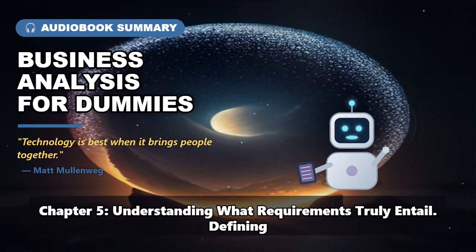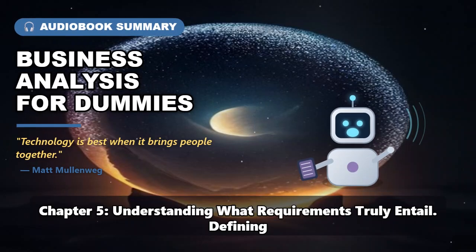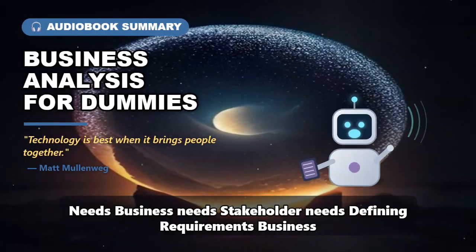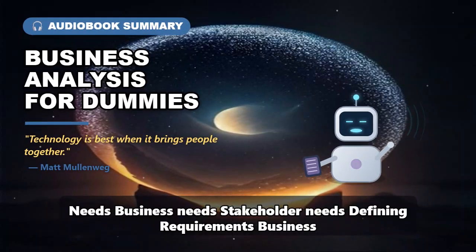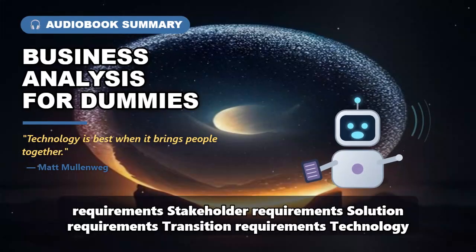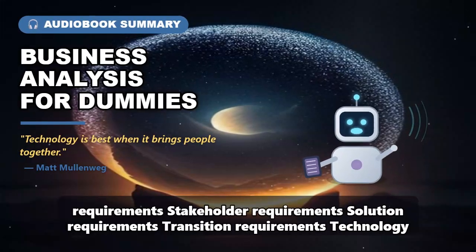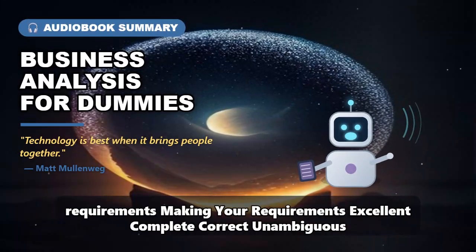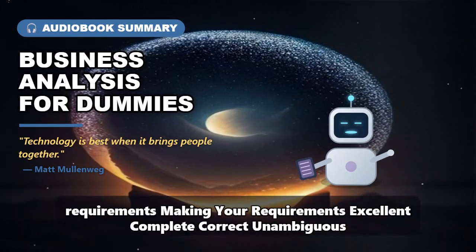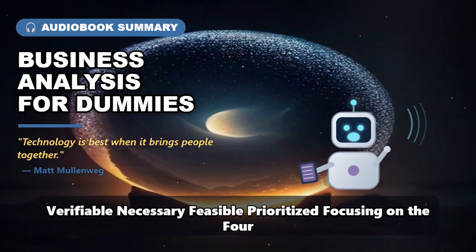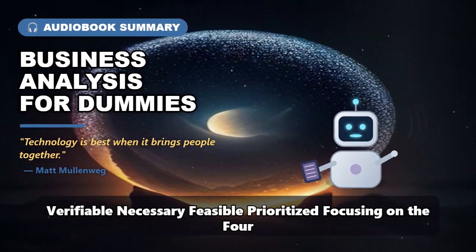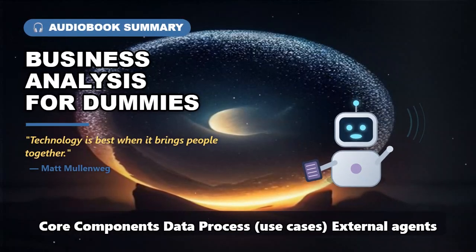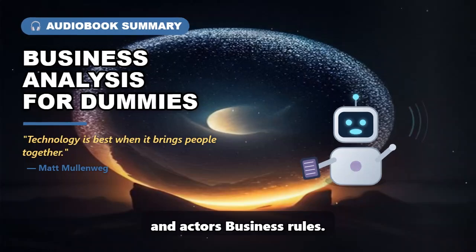Chapter 5: Understanding what requirements truly entail. Defining needs: business needs, stakeholder needs. Defining requirements: business requirements, stakeholder requirements, solution requirements, transition requirements, technology requirements. Making your requirements excellent: complete, correct, unambiguous, verifiable, necessary, feasible, prioritized. Focusing on the four core components: data, process, use cases, external agents and actors, business rules.